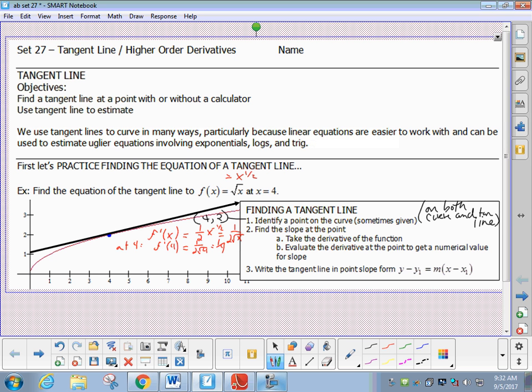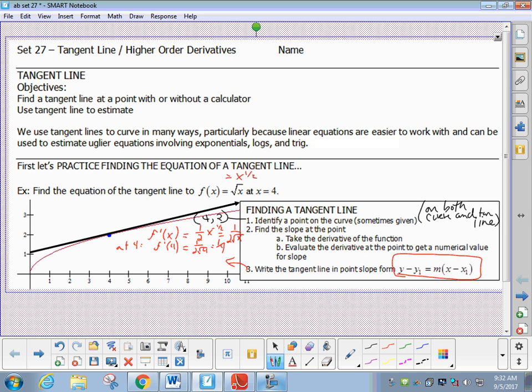Now the tangent line equation. Tangent line equation is usually done in point slope form. It's not because math teachers like to get crazy with you and leave your slope intercept form. You're going to always have a point and a slope. It's just logical to use point slope form. So using point slope form, if you're not good at point slope form, you best get good at it because you're going to do it a lot.